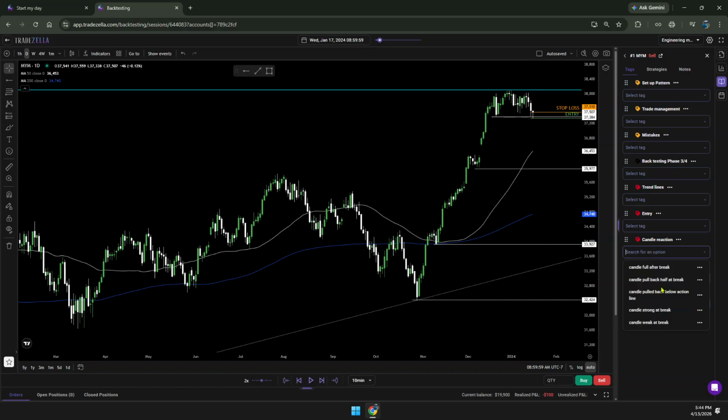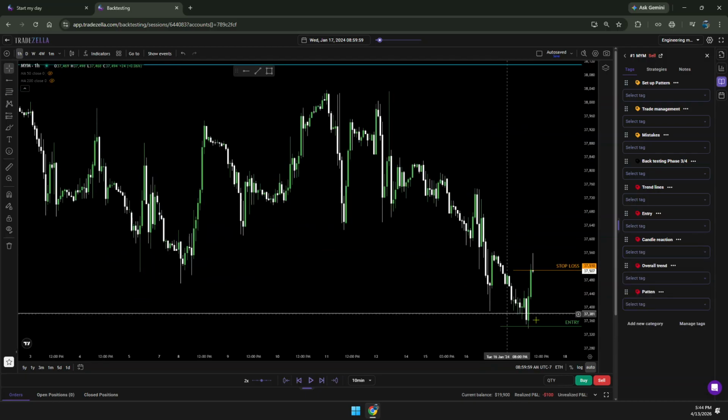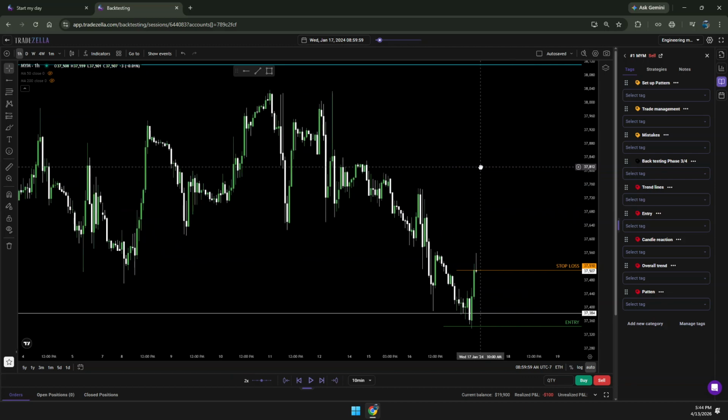Again, candle reaction. What happened? What was the candle doing? What happened after? I can see here in the daily that the candle pulled back. Obviously in the hourly, it came down, wicked me, and took off and went back home, although it looks like it's ready to come back. I did overall trend. Was the overall trend up, down, sideways?